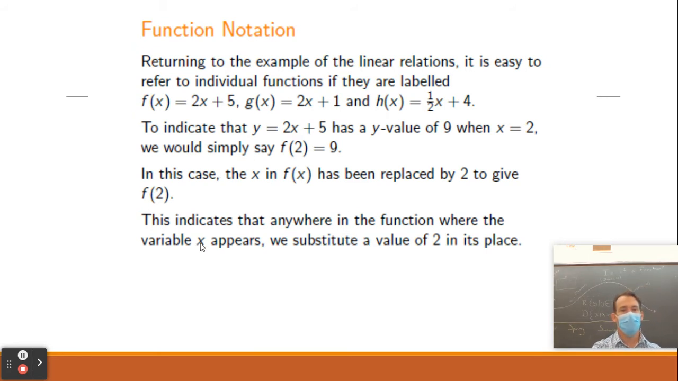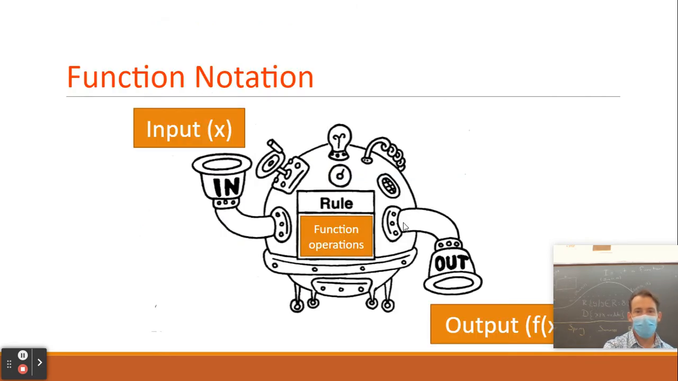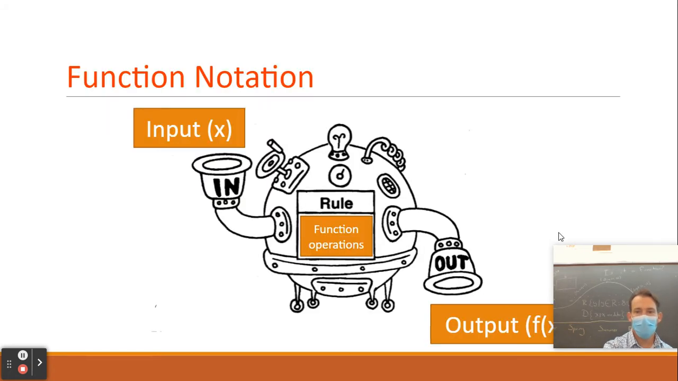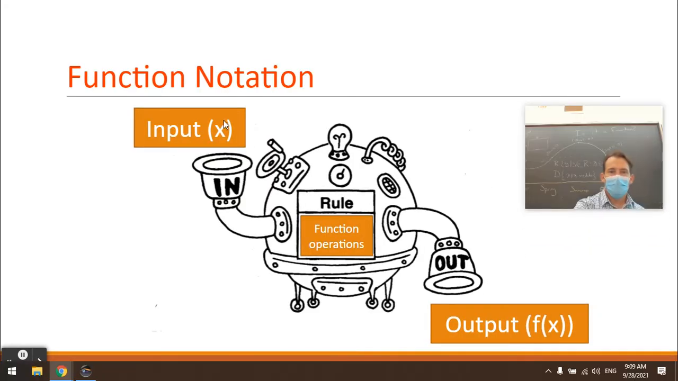Anywhere in the function where the variable x appears, we substitute a value of 2 in its place. Here, this function only has x appearing once. But if we look at the next example here, we'll see x is appearing twice. So we're going to need to remember that rule. Now, this is, again, talking to us about how we take this input x, we put it into our function operations, and that's given by all that stuff. f of x is equal to, and then we'll write an equation.